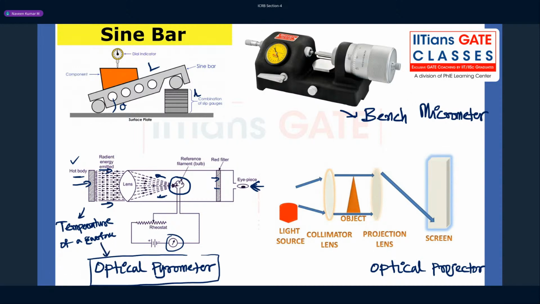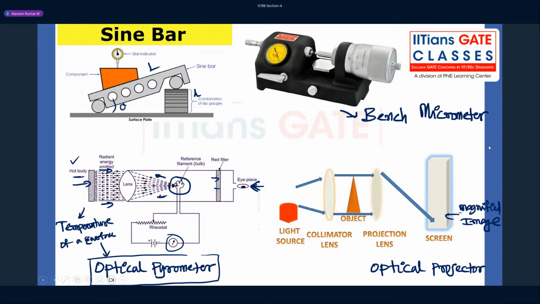And the next one is the optical projector, where you have a light source, a collimator lens, and this is the object. As it is projected, you are magnifying it, so you get the magnified image. Based on that you can identify the profiles, so you can easily visually see and detect the profiles.